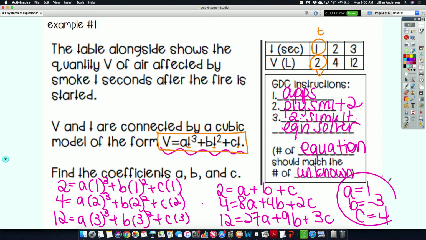There you go. What work do you write down? What do you put on your paper is not the calculator's display. You don't write that down. Do not write down calculator notation.